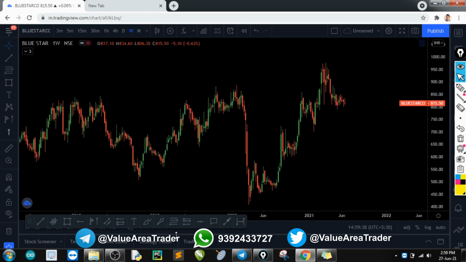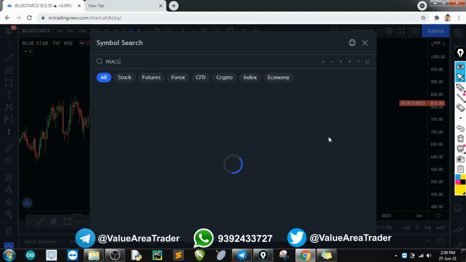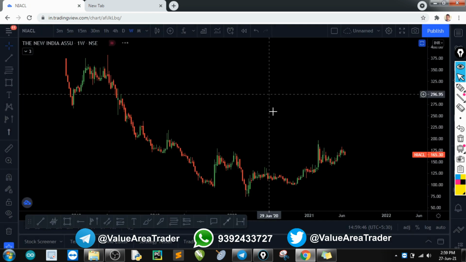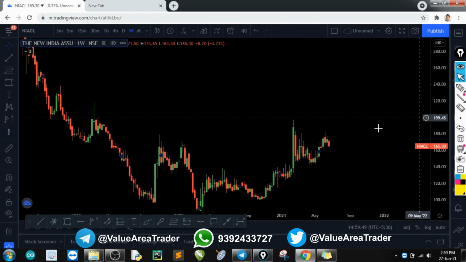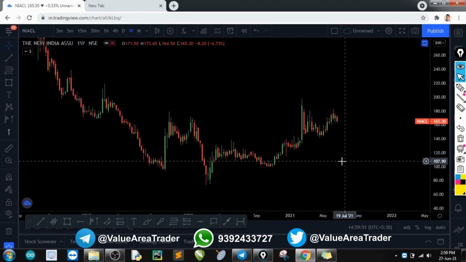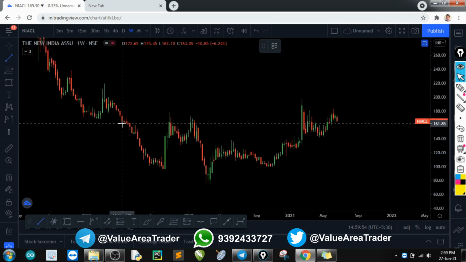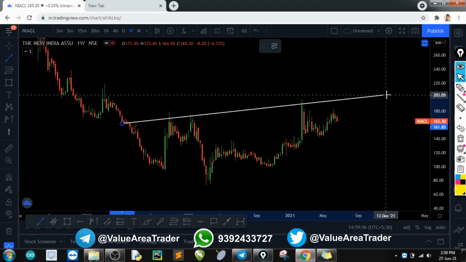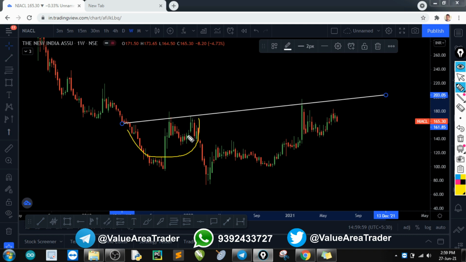Now Blue Star is not a perfect structure, so I will skip it. NIACL, yes, I did share NIACL, if you remember, in Telegram, and this is the inverted head and shoulders to me. This was the left shoulder, this is the head, and this looks like a right shoulder for me. So I think I did tell you about this stock here at this particular candle, if you remember.